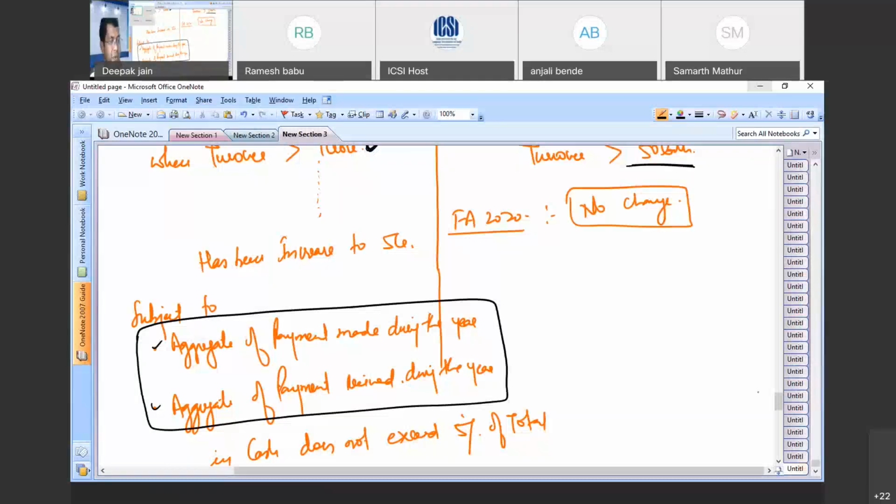Now what should I do? Should I take your queries or take the amendment first? Amendments, sir. Amendments. Now, income under the head capital gain.